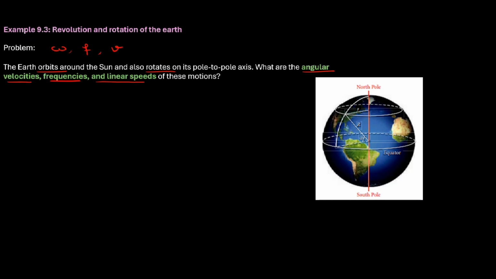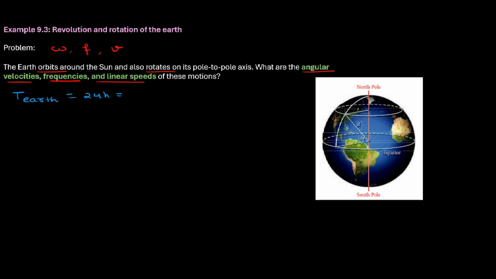We need to first find what is the time period of revolution and rotation. Because using time, I will find what is frequency and then omega. So let's start with the time the Earth takes to rotate about its axis. So I will write that as T Earth. We know the Earth takes around 24 hours to complete one rotation. So T Earth will be 24 hours.